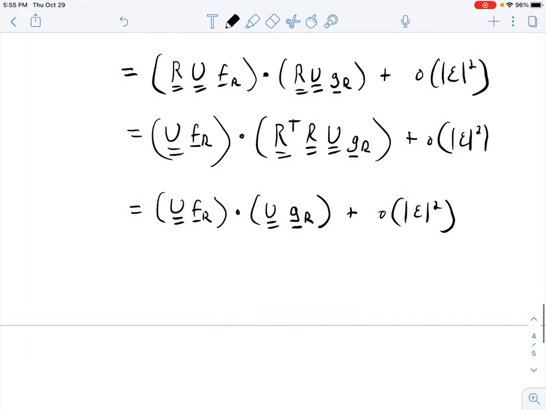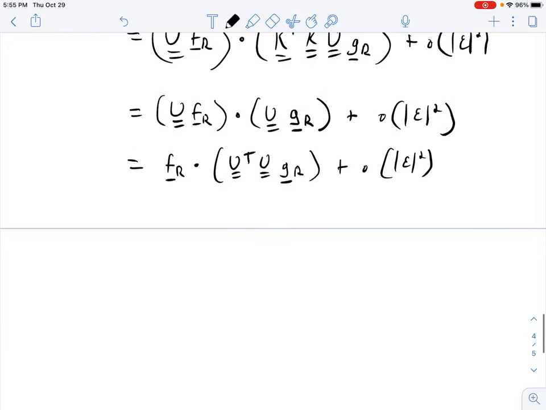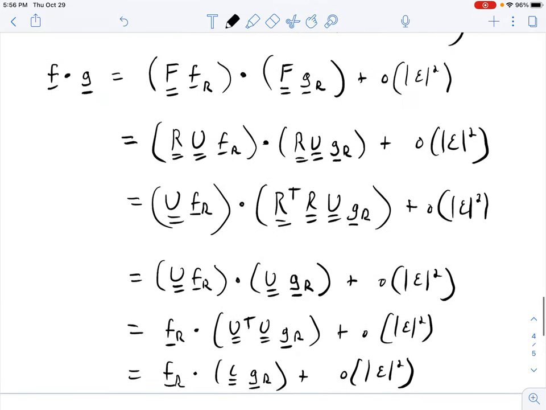All right, so that's pretty cool, but we can also use the definition of the transpose one more time. And U is symmetric, so U transpose U is U squared, which is equal to C, the right Cauchy-Green deformation tensor. All right, so now that's for f dot g.